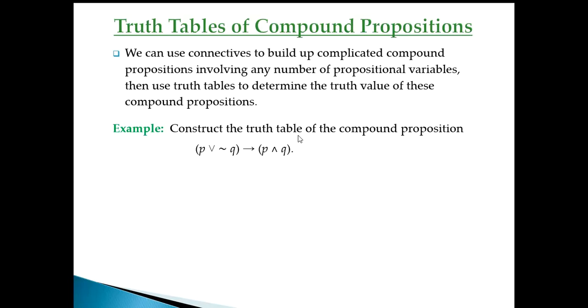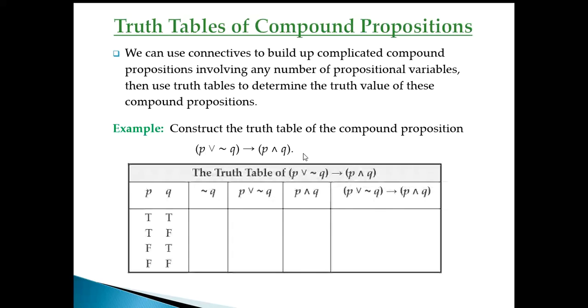So now here we have the combined compound proposition. Here we use many connectives: disjunction, negation, conditional, conjunction, all we use here. So now we make the compound proposition. How can we represent it by the truth table? So here we make our truth table.